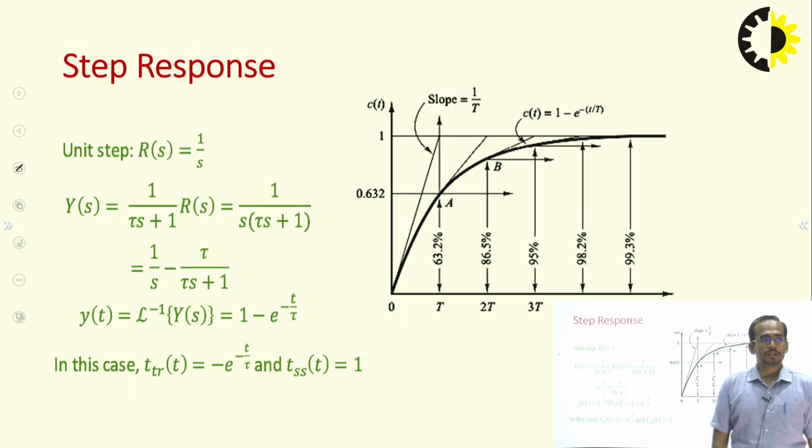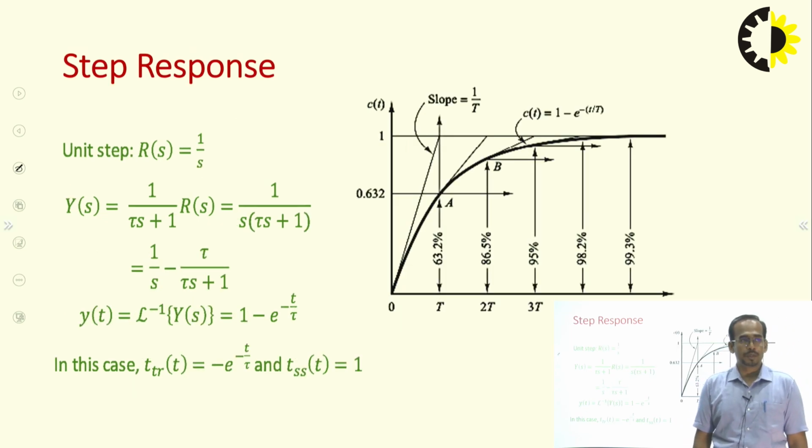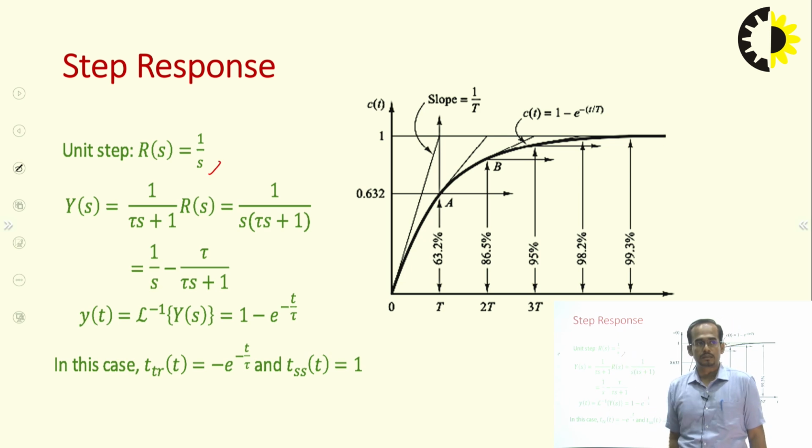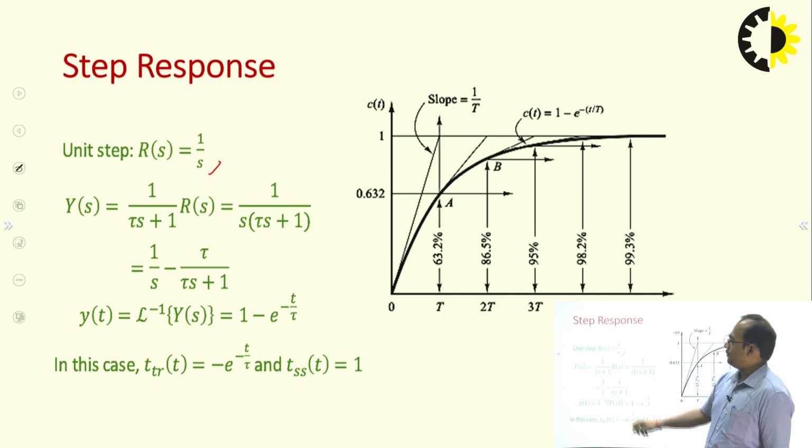Next is the step response. Here we have to take the step input. So what will be the value of R(s)? R(s) will be equal to 1 by s. By putting the value of R(s), you will get Y(s) equal to 1 by s(tau s plus 1).